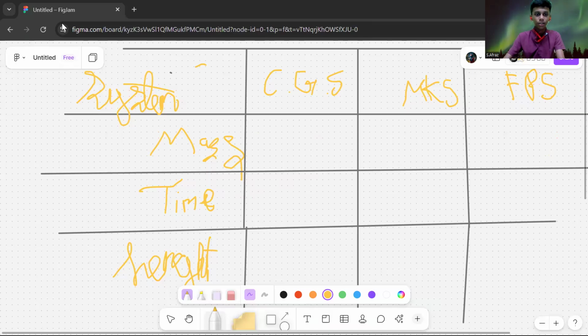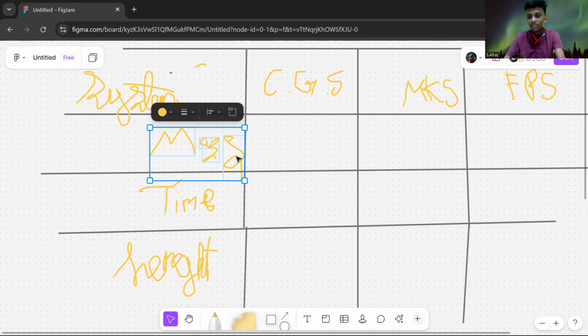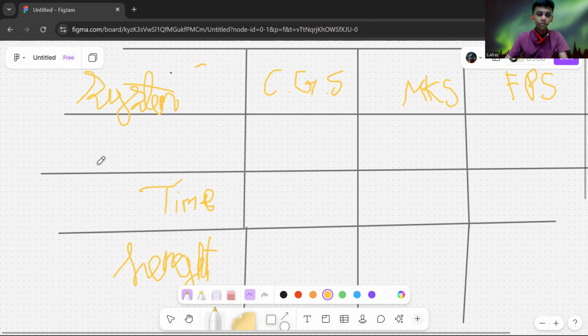So these are the three systems, CGS, MKS, and FPS. So for mass, I will write it again. It's not that clear. Mass. So in mass, in the CGS system, it is gram. You can see the G over here. Gram.